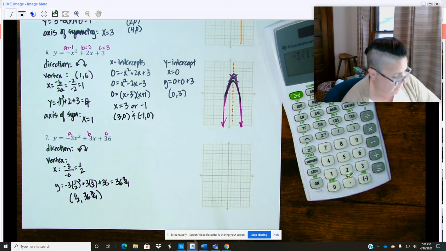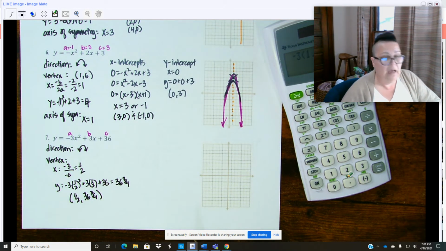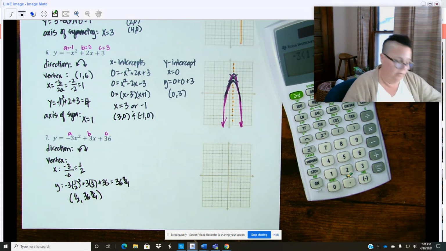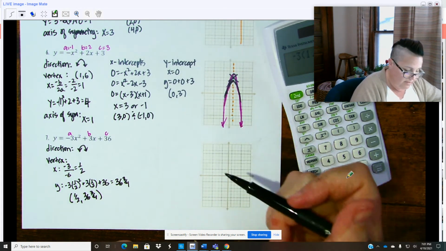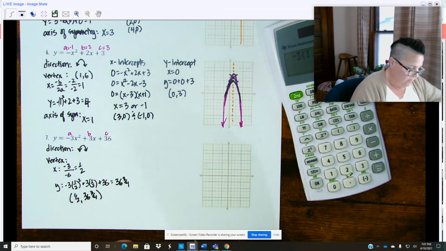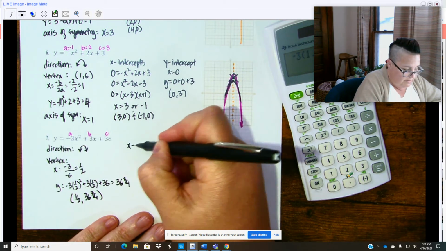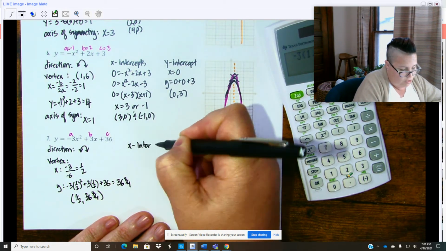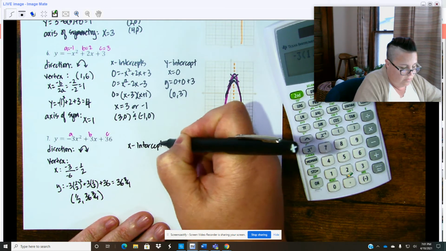So how am I going to plot that? I'm not going to plot anything yet. I'm going to hold off. Okay. I also know where my axis of symmetry is. It is at 1/2. So now I need to know my x-intercepts. X-intercepts occur when y is 0.